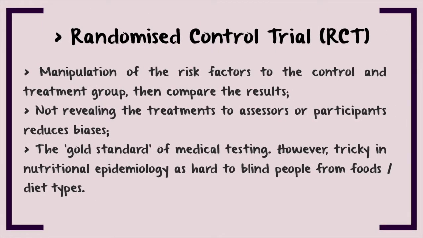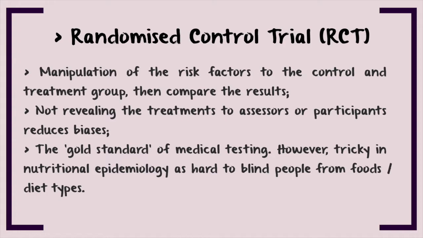Randomized controlled trials apply manipulation of the risk factors to the control and treatment groups to generate results for comparison. Researchers are expected to ensure a 50% chance for all participants to be allocated to either groups without revealing the treatments. There is less chance for assessor bias and recall bias to occur if the experiment is blinded to both assessors and subjects. It is said to be the most reliable study design, the gold standard for medical testing.